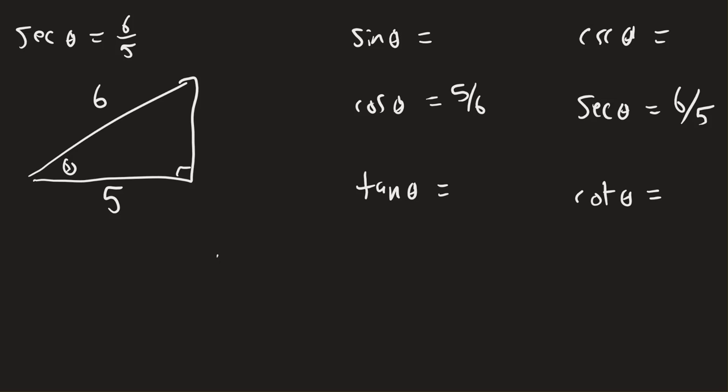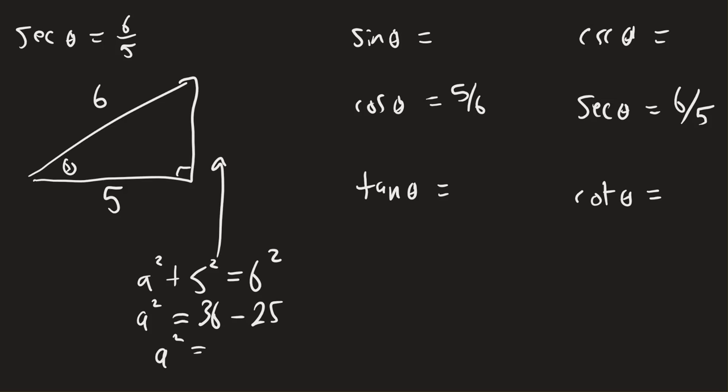But then from Pythagorean theorem, we could figure out what this side is. So we could say leg squared plus leg squared is hypotenuse squared. A squared is 11, and then to undo the square, we do square root, of course. And we would want positive square root of 11 because this is a length. And now we're ready to go.